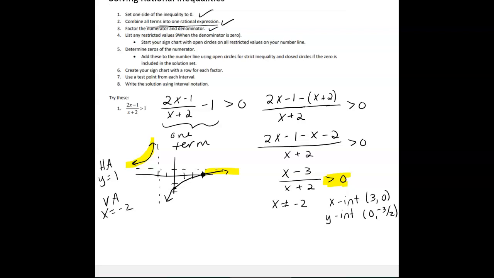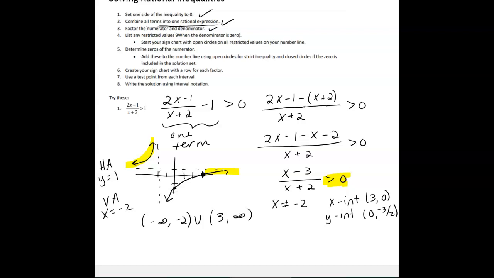Okay, so I could go ahead and write my answer based off the graph here. I could say it's going to be negative infinity to negative 2, representing this left curve, union 3 to infinity.